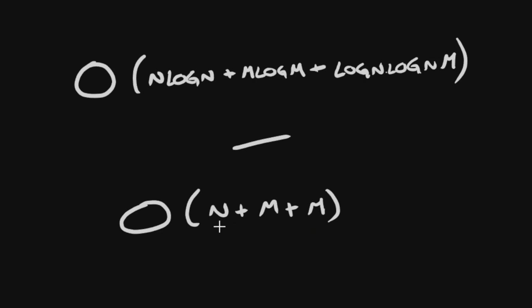And space complexity will be big O of n plus m plus m. This n is for sorting tasks. Remember, in Python, sorting requires a space complexity of big O of n. This M is for sorting workers, and this M is for the binary search. And as you can see, this is quite complex.